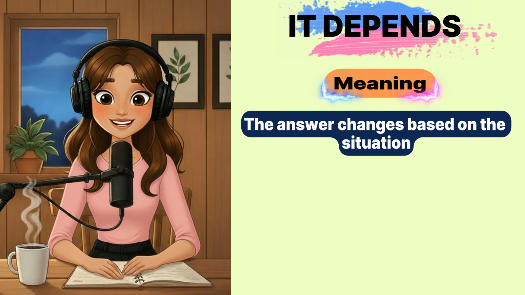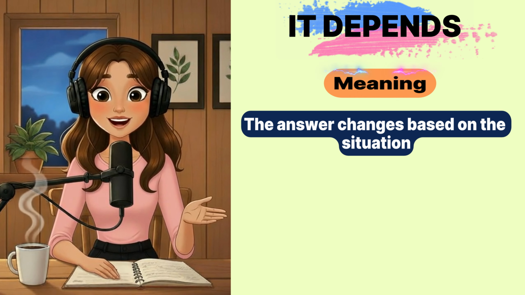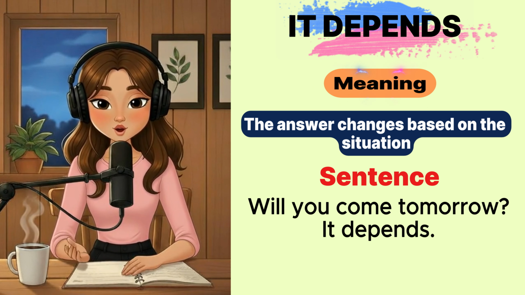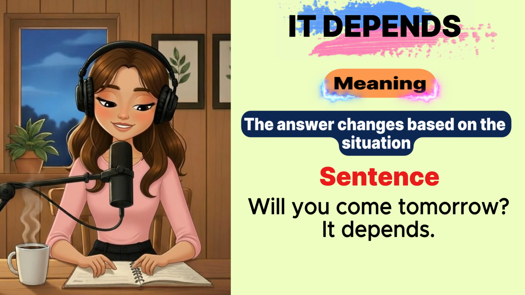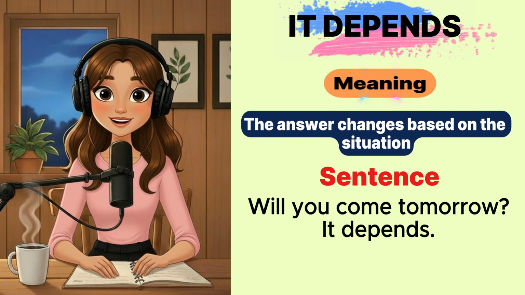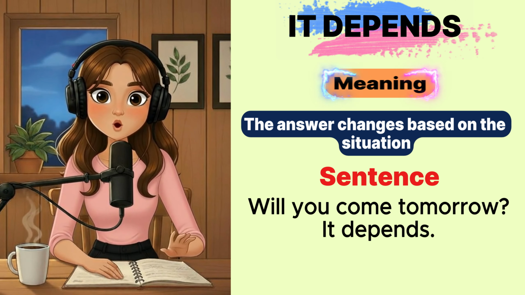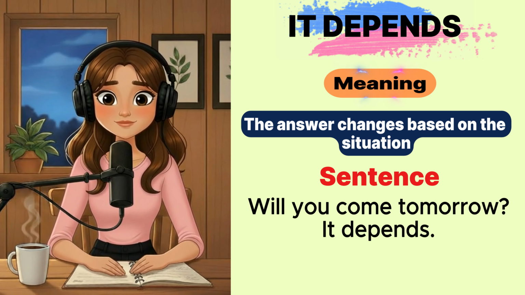Next expression is it depends. It depends means the answer changes based on the situation. For example, will you come tomorrow? It depends. That means you are not sure yet. Repeat after me. Will you come tomorrow? It depends. Now watch the action.